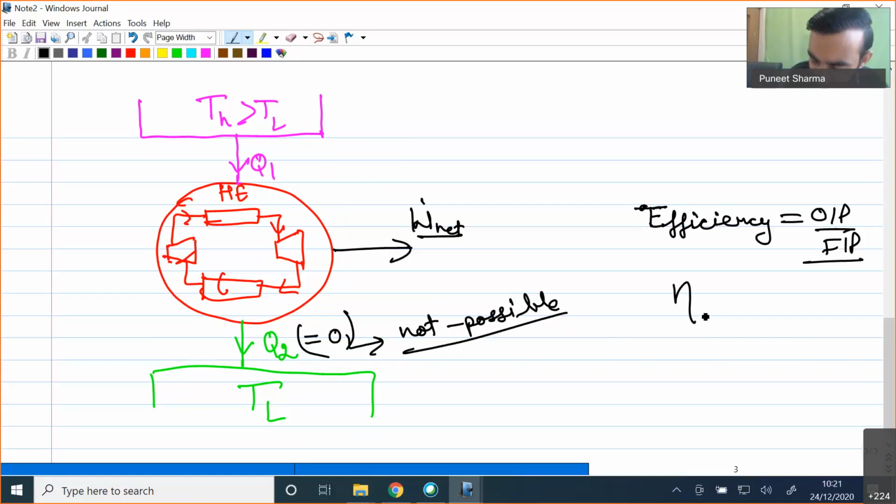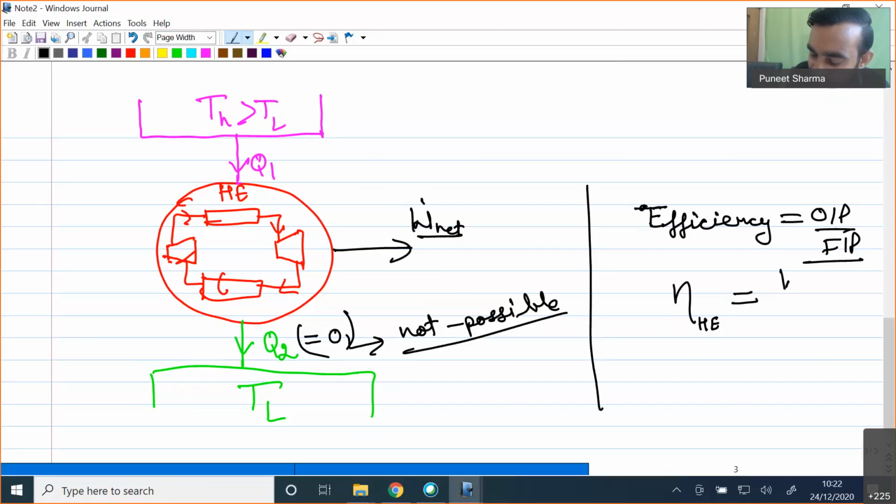When I define efficiency for this heat engine device, what will be my output? What is the purpose of the heat engine? The purpose of the heat engine is to produce some net positive work output, and to obtain that net positive work output, we supply a certain amount of input heat. So our efficiency will be output divided by input. The efficiency of the heat engine will be equal to, in case of the heat engine, our desired output, which is nothing but the amount of work done which we are getting from our system.